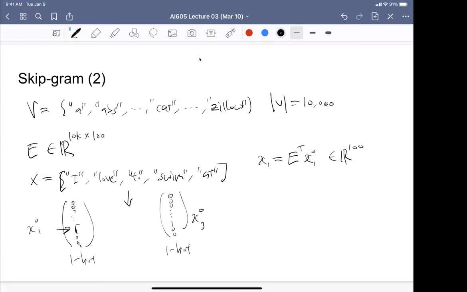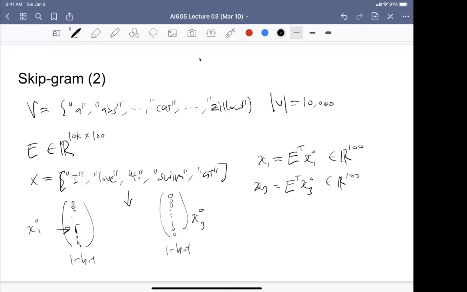And you'll be asked to do this in your assignment. You can do the similar thing. X3's embedding will be E transpose times X3 one hot, and this will be, of course, again 100 dimensional. You can do the same thing for the rest of the input words. Okay. And then once you obtain these embeddings for the words, now you can operate the projection.